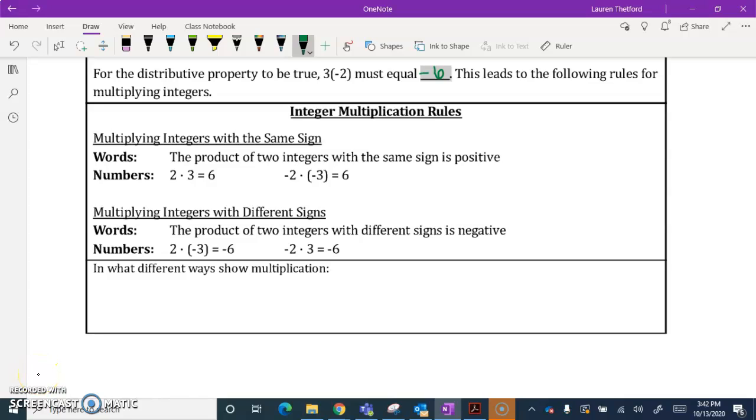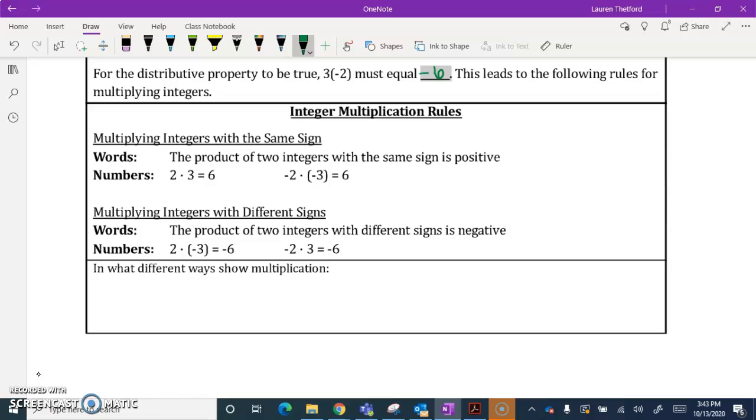All right, so for multiplying integers, we have two rules. These rules are a little bit different from our addition rules. The multiplying rules say that if you are multiplying integers with the same sign, for instance, positive 2 times positive 3, you get 6, which is positive. That's also saying that if you multiply negative 2 times negative 3, you still get a positive 6.